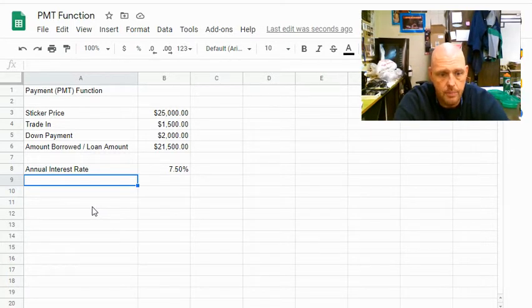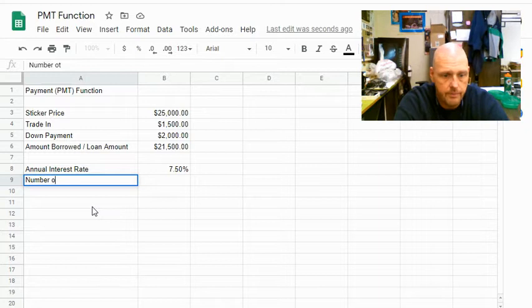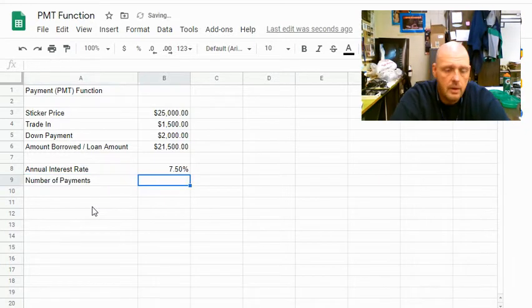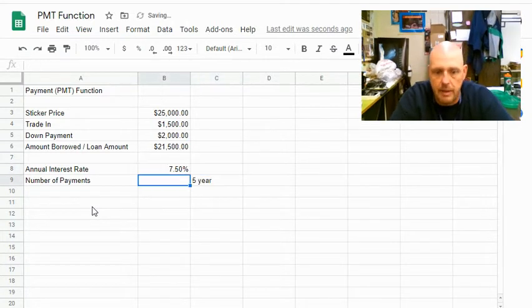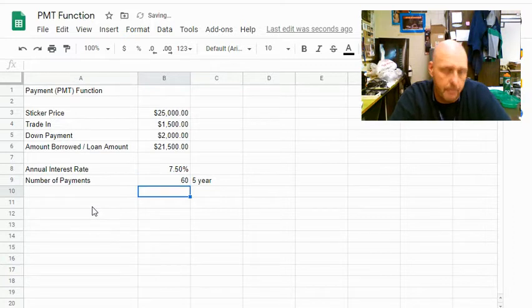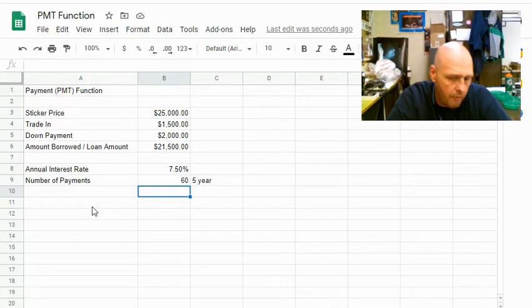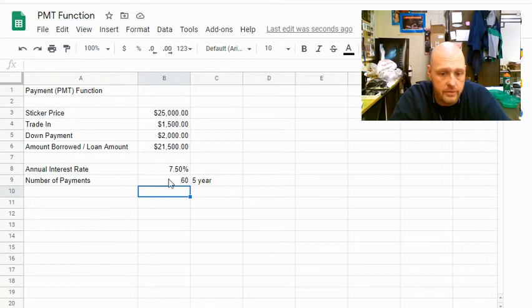And last would be, calculate the number of payments. Is this going to be a 5-year car loan? Well, I'm not going to make 5 annual payments on my car loan. I'm going to make 60 monthly payments. Or if this is a mortgage and I'm going to get a 30-year fixed mortgage, I'm going to make 12 payments a year for the next 30 years, or I would make 360 payments.